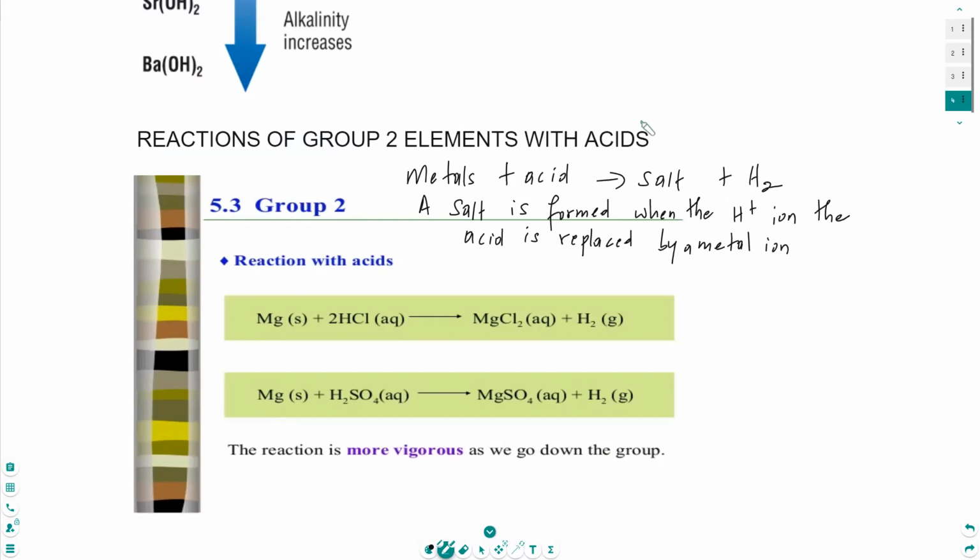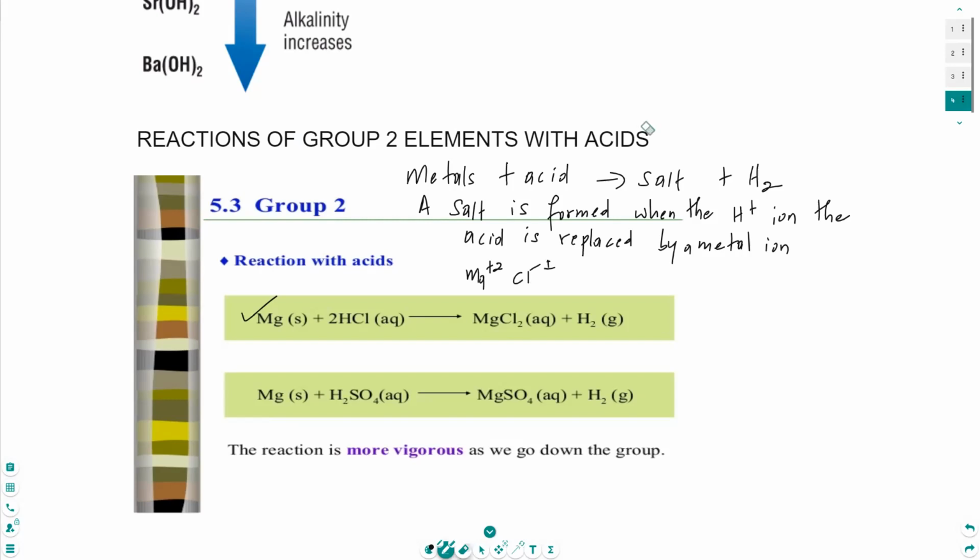So for example here, if magnesium should react with hydrochloric acid, the magnesium will replace the hydrogen in the hydrochloric acid and we'll get magnesium chloride. Now the formula of the salt really depends on the charges of the ions. So being in group 2, when magnesium loses its 2 electrons, it will form a 2+ charge and the chloride forms a -1.